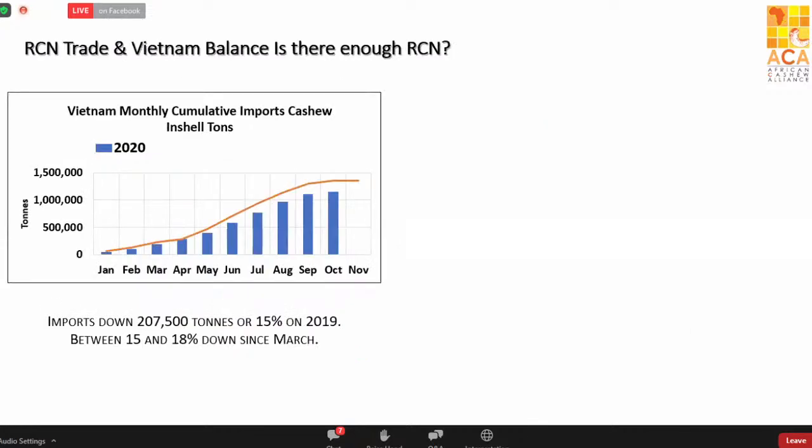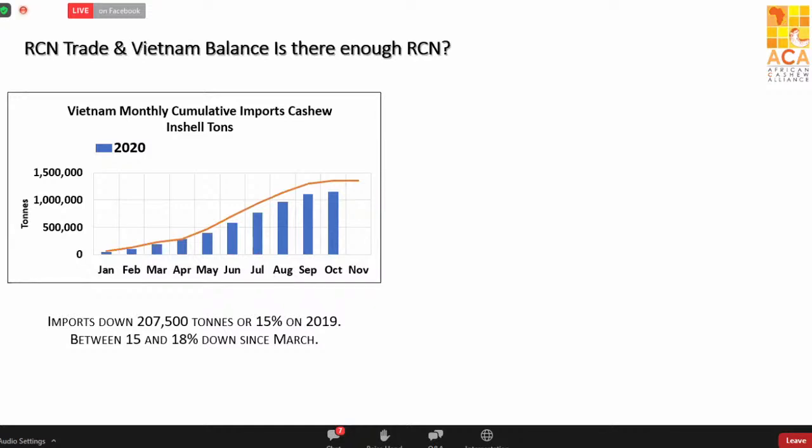I want to look a little bit at Vietnam. Vietnam is the major supplier, the major exporter of cashew kernels. India is a huge processor, but India consumes most of the cashew kernels that it processes. Vietnamese imports remain down on 2019, about 15% down to the middle of October. They have been consistently down between 15 and 18% since March, which is indicative, on the one hand, of better crops in Vietnam.